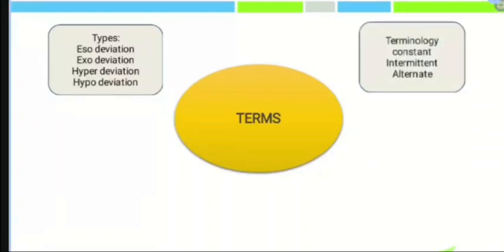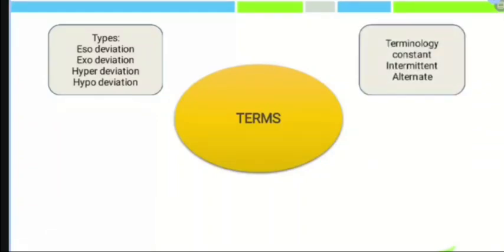So we can go into terms, to make sure the terms are clearer for us. The first one we are going to see is the types. We have different types of deviation. The first one is iso deviation and exo deviation, which is inward and outward deviation of the eyes. The next one is hyper and hypo, which is an upward and downward deviation of the eyes. So one eye will be deviated from its primary position or visual axis.